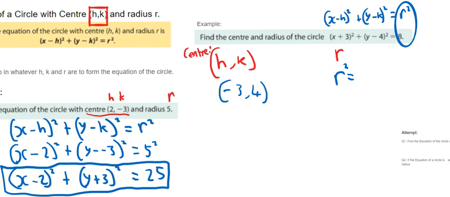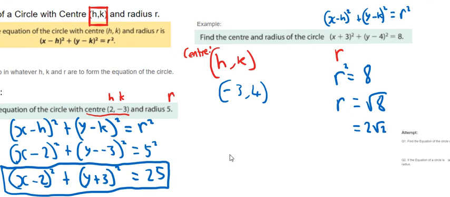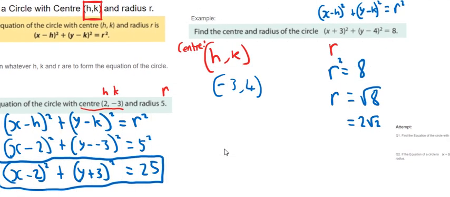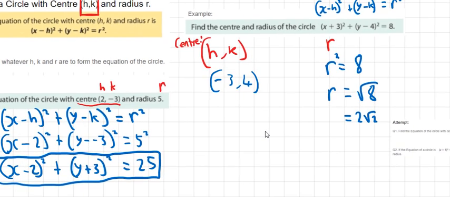equals 8. So if r squared equals 8, I do the opposite. I do square root of 8. And square root of 8, you can call it 2 root 2. Or if you put it into your calculator, you might be able to write it down as a decimal as well. But 2 root 2, we'll just leave it like that. Or you could leave it as square root of 8 or root 8.